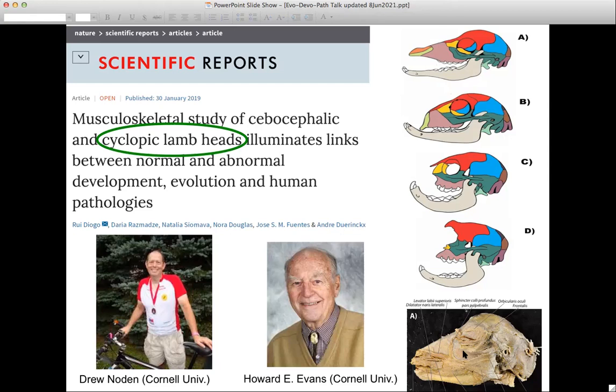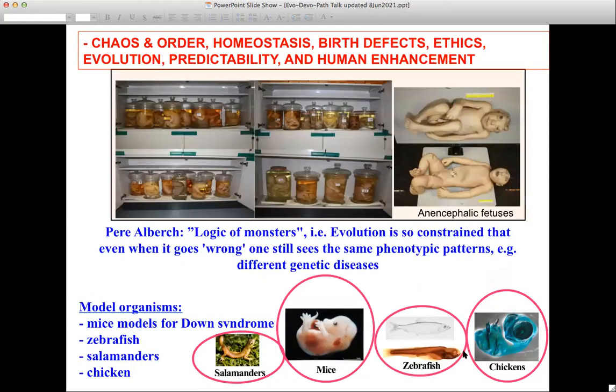This is just for you to know, and I will begin to introduce you to the most important part, the most common pattern that we can see here: those lambs are very similar. The cyclopia in the lamb is very similar to the cyclopia that happens in fetuses or human babies.